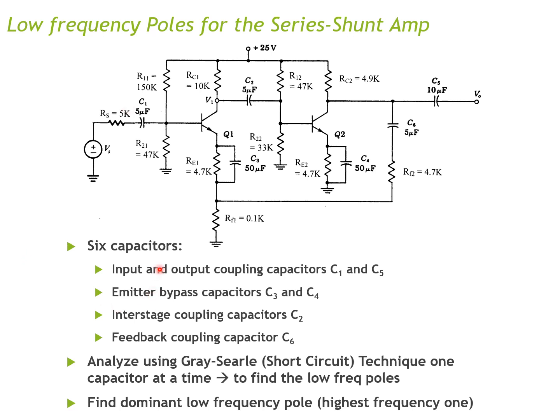So first of all, let's summarize what we have here. So we have input output capacitors, right, C1, C5. We have emitter bypass capacitors, C3 and C4. We have interstage coupling capacitor, which is C2, and we have feedback coupling capacitor. If we use the gray short circuit technique on one capacitor at a time, we can find the low frequency poles. Then, I made a mistake in here, we can actually find both by analyzing poles and zeros equally. We can find all of the poles, we can find all of the zeros, but then we can compare and find a dominant low frequency pole or zero to be the highest frequency one.